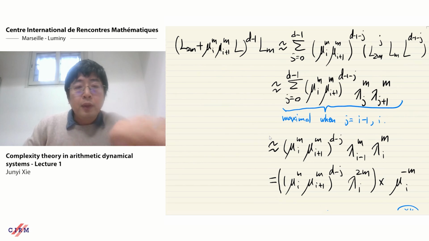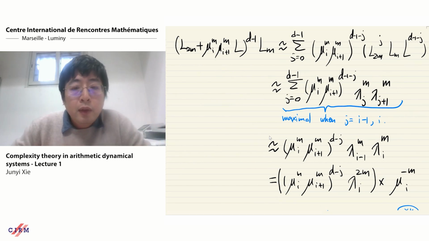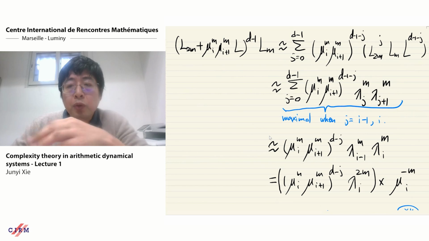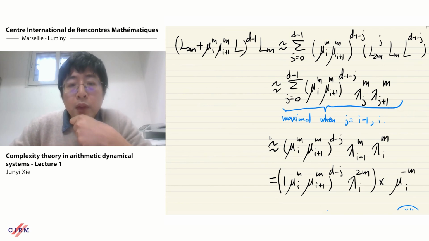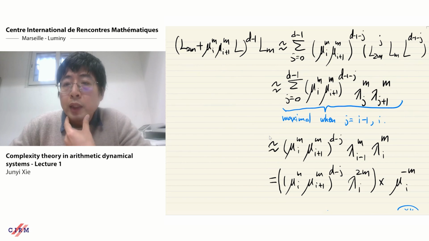And now we compute another intersection number, L^{2}(m) plus mu_i(m) mu_{i+1}(m) L^{d-1}(m). We do this computation, and it is almost the sum of mu_i(m) mu_{i+1}(m)^{d-1-j}, and then you have some intersection number of 3 terms, L^{2}(m)^j, L(m), and L^{d-1}.